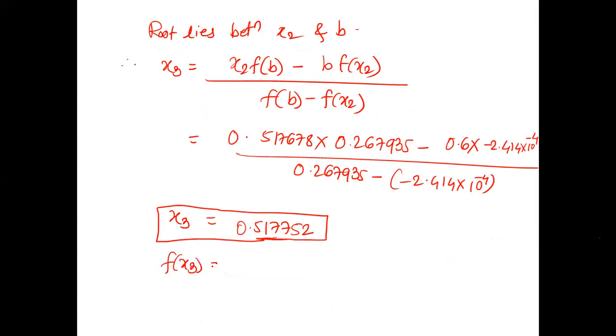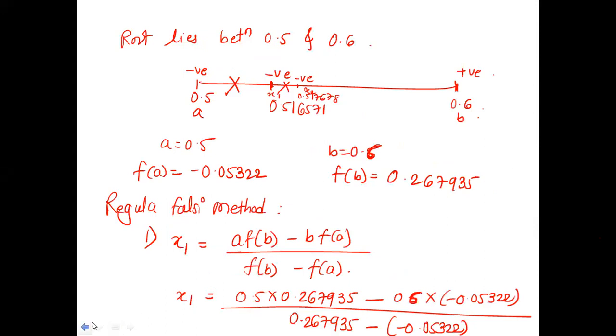So find f of x3. Minus 1.6316 into 10 raised to minus 5. Again negative. Okay.